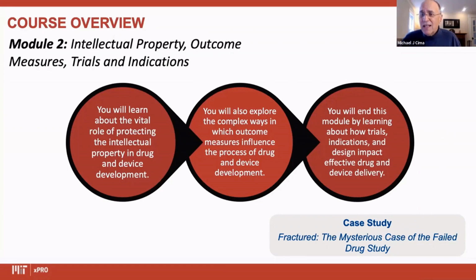Outcome measures. Again, before you begin the research, let alone the development program, you have to understand what acceptable outcome measures are for the indication you're working on. I tell students, this was my biggest learning experience. I'm an engineer by training, very quantitative.